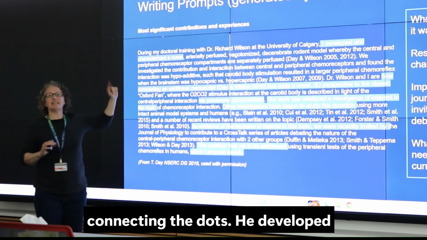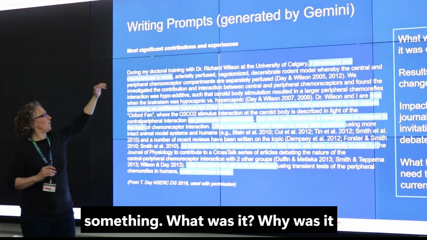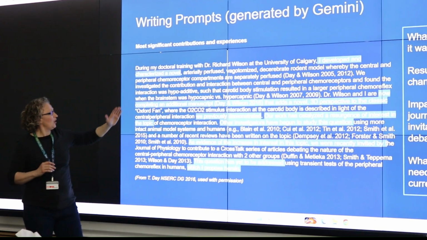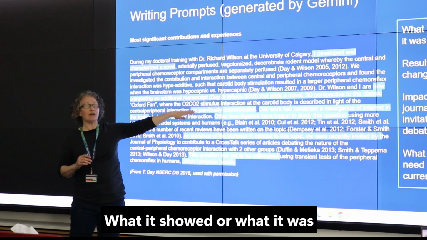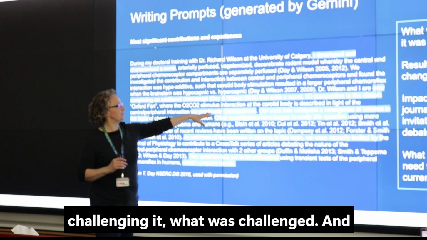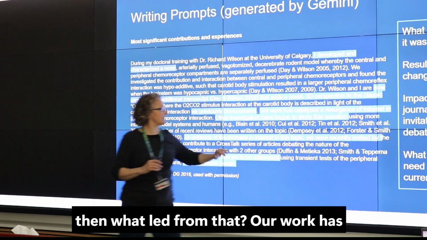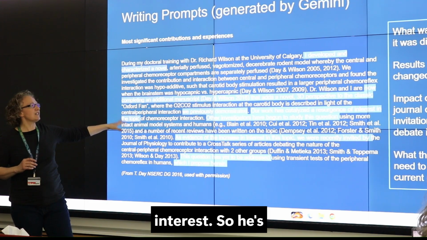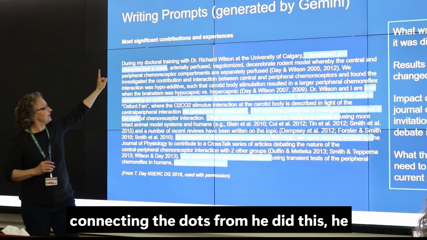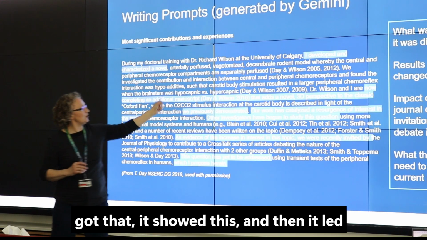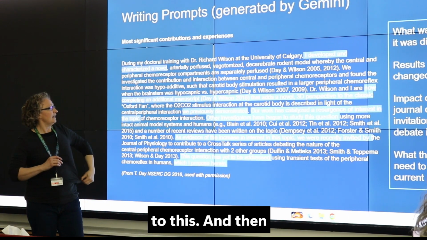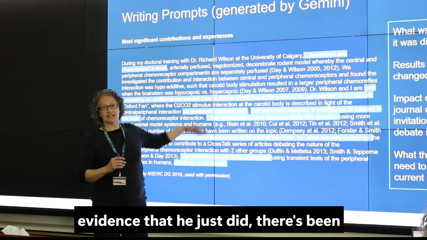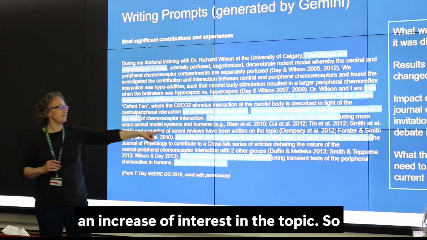So, connecting the dots. He developed something. What was it? Why was it important? What it led to? What it showed, or what it was challenging, what was challenged, and then what led from that. Our work has catalyzed a resurgence of interest. Okay, so he's connecting the dots from he did this, he got that, it showed this, and then it led to this. And then, because of this evidence that he just did, there's been an increase of interest in the topic.